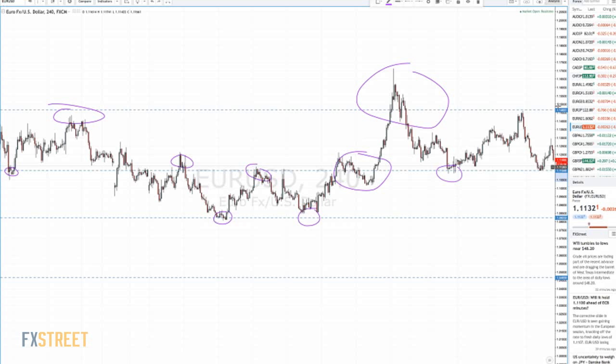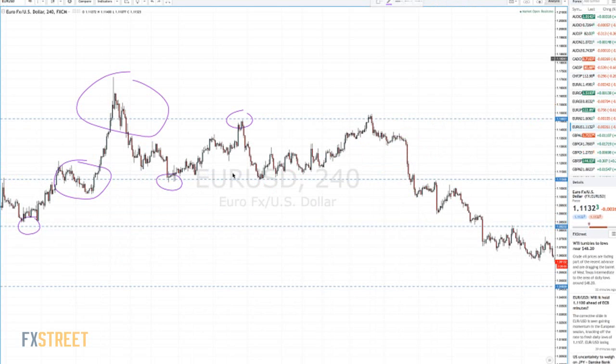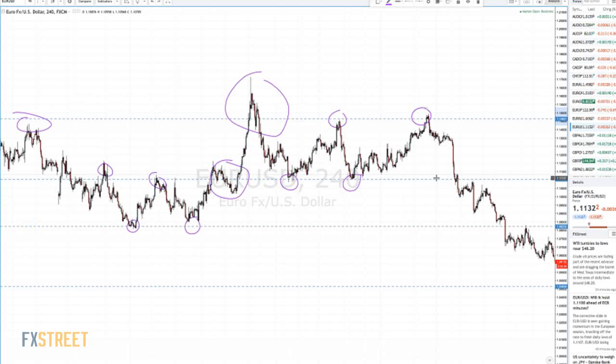What about here? You can't actually make this stuff up, can you? And it doesn't need to be complicated. The key is to pick the most obvious levels out there. If you have to squint and turn your laptop on its side or your monitor on its side to try and find a level, it doesn't exist. We're just looking for the most obvious levels out there, right?